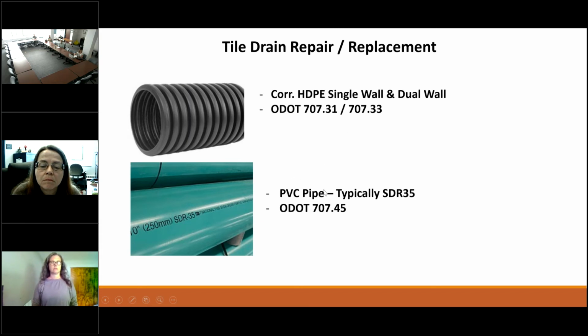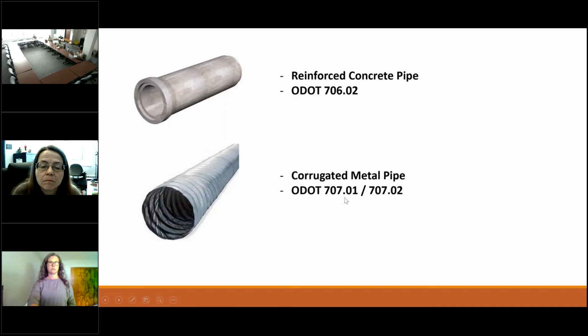You oftentimes see PVC pipe in the ground as well. Typically it'll be SDR 35. Again, the ODOT number on that is 707.45. You'll see a fair amount of concrete pipe and corrugated metal pipe, especially on the larger diameter stuff. You'll see a lot of corrugated metal, especially for drive crossings quite often. So again, the ODOT numbers are referenced there as well.